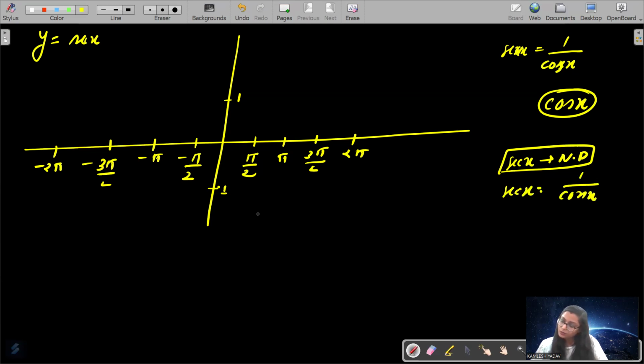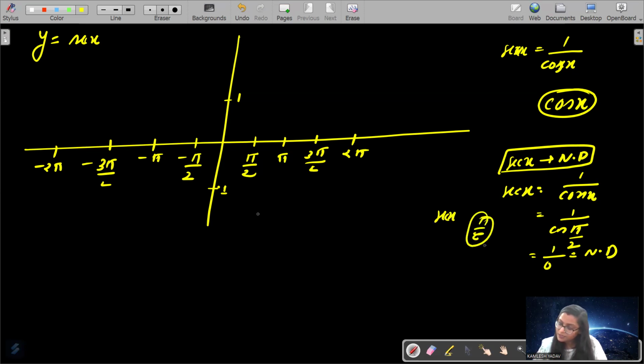Okay. So suppose 1 upon cos pi by 2. If you put x equal to pi by 2, then cos pi by 2 means the value is 0. So 1 upon 0, which is infinity. Then here we see the sec x is not defined at pi by 2.